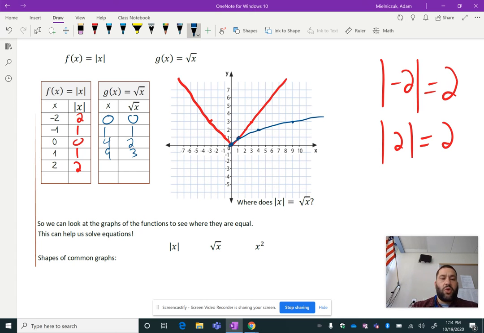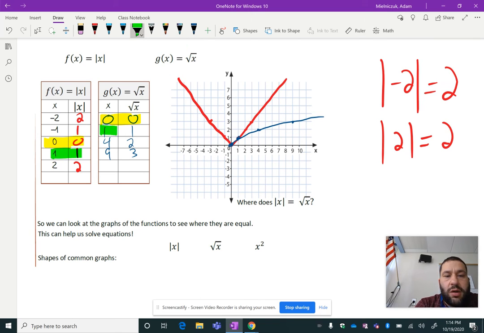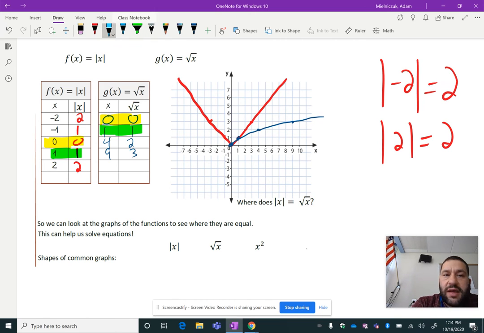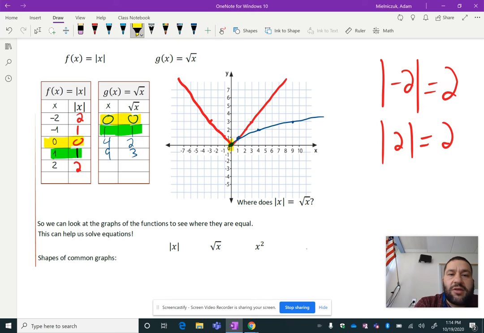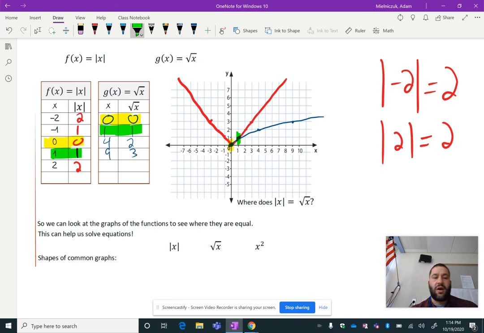So we can look at the graphs of the functions to see where they are equal. This can help us solve equations. So when does the absolute value of x equal the square root of x? Well, we can see it in this situation in two places. We can see it at 0, 0, but there's actually one other place. We can also see it at 1, 1. So what we're trying to learn here is that sometimes to solve equations, it's best to graph them. Sometimes that's just the easiest method to use. And then we can see the other one here.